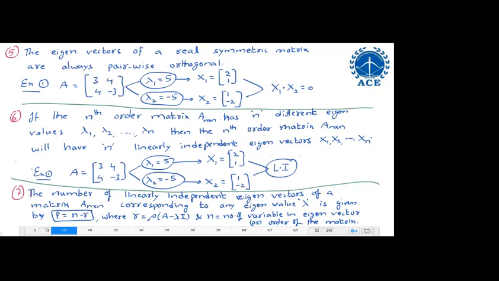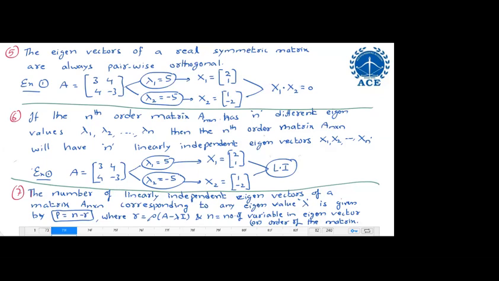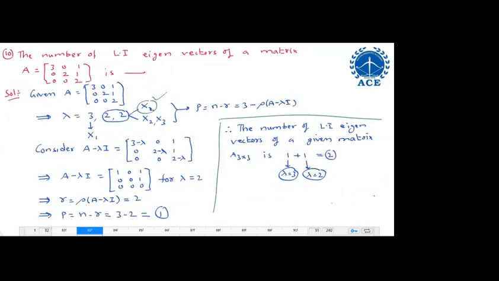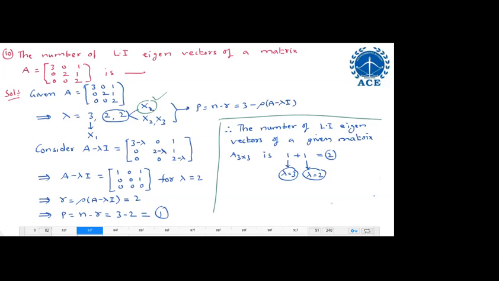Hello, sir. Am I audible? Yeah, audible. Sir, can you please explain slide 83? Yeah, sir. This one? Yeah, sir. This matrix has 3. Can you explain just the last point, sir? Just after that, R is equal to rho of A minus lambda.